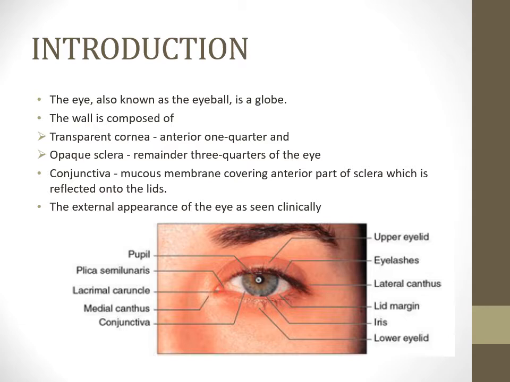The external appearance of the eye is as seen clinically in the image. In the image you can see the upper eyelid followed by the eyelashes. After that there is the lateral canthus and medial canthus. Then the conjunctival part, which is covering the sclera and also folded on the inner parts of the eyelids, that is the palpebral conjunctival part. Then in the center there is the cornea. After that the iris and the central circular part, that is the pupil.